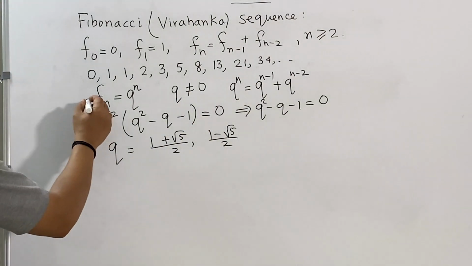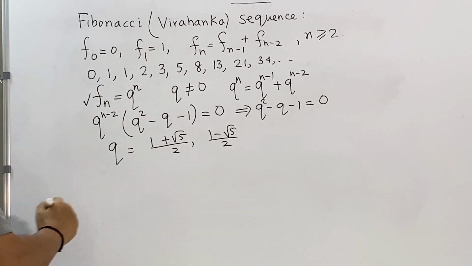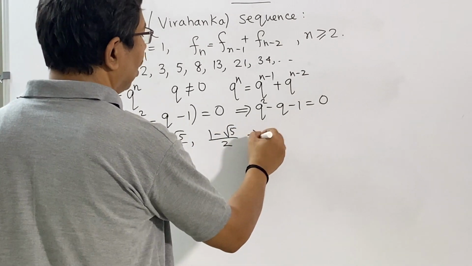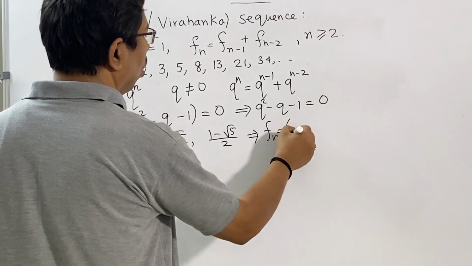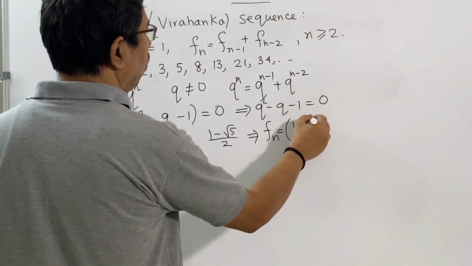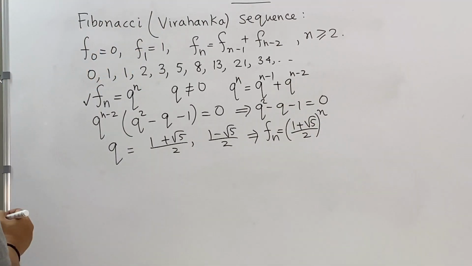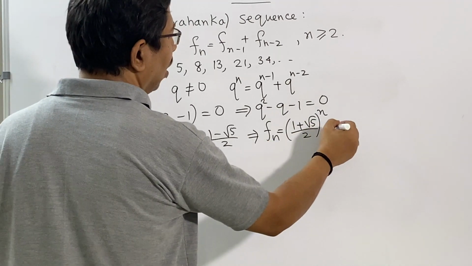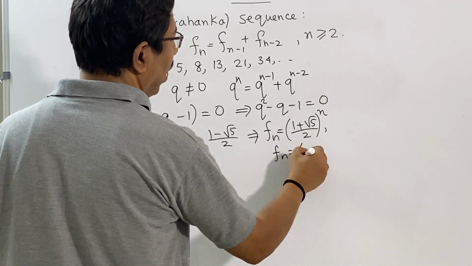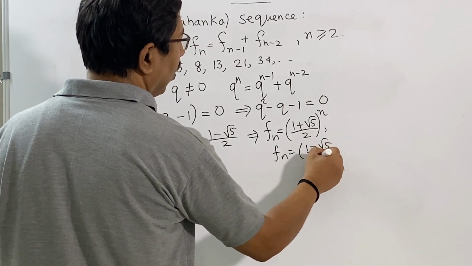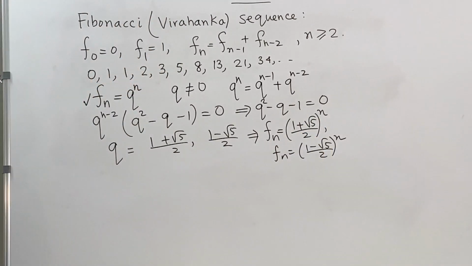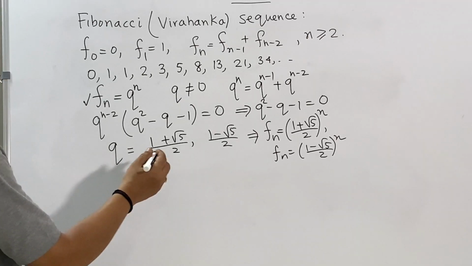So therefore, remembering this, we know that Fn equal to ((1 plus root 5) by 2) to the power n satisfies this equation, and similarly Fn equal to ((1 minus root 5) by 2) to the power n also satisfies this equation. Now since both of these expressions satisfy this equation, we can take a linear combination of them.